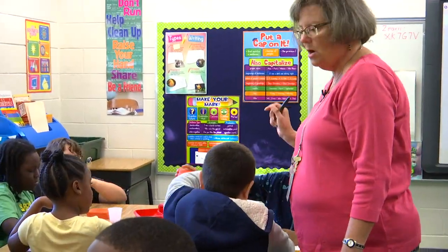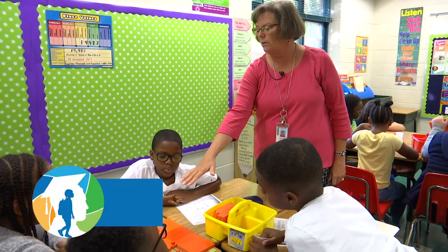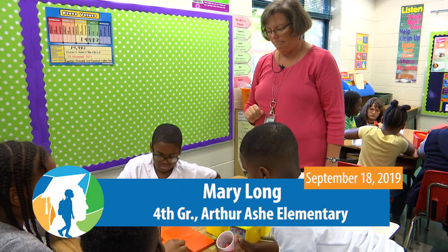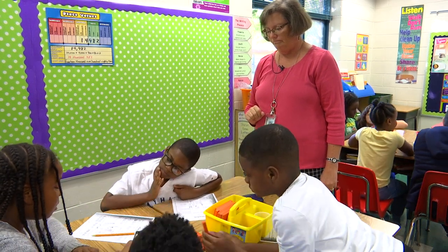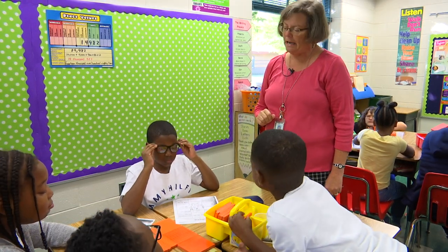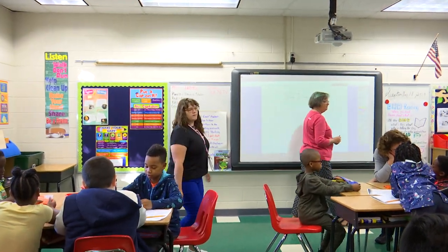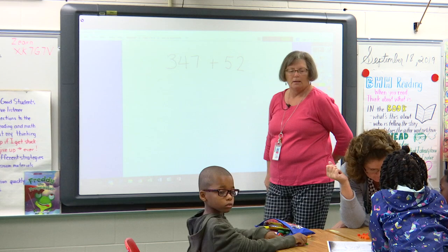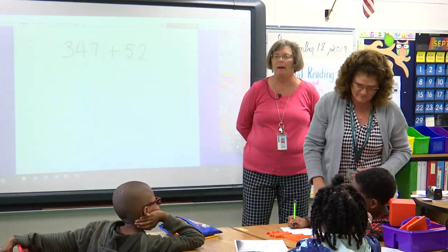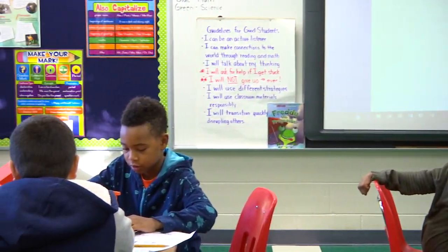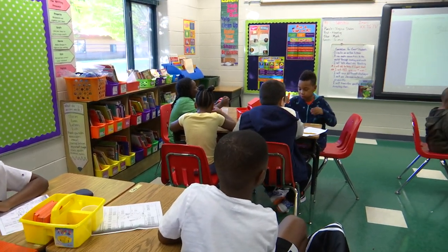Do we need the 1,000? No. So what did we end up with when we added 52? 399. So did we have enough to trade out the rods for a flat? So can we trade anything? Not yet. So we took 347 and then we added 52. What did we come up with, Cody? 399. Did we have any blocks to trade out? No. Not yet.